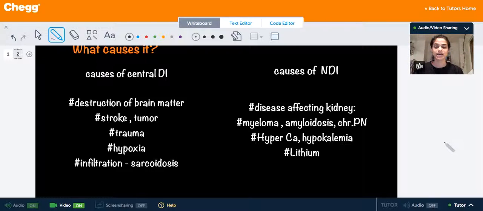Lithium is commonly used as a medication to treat bipolar disorder. It's used as a mood stabilizer. And one of the side effects for people who are taking lithium long term is that they can develop nephrogenic diabetes insipidus.